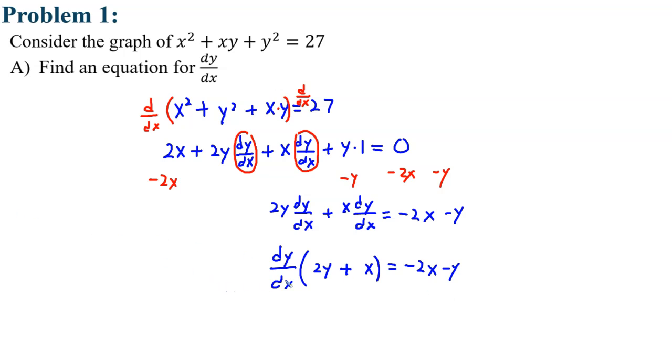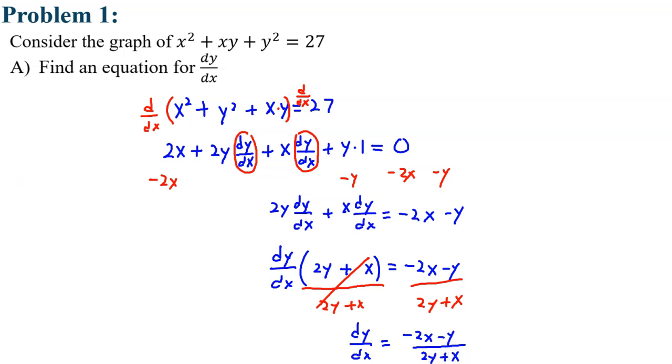And then finally, to get dy over dx by itself, we'll divide both sides by what we're multiplying it by, this 2y plus x. That's going to cancel, leaving us with just dy over dx on the left equal to the fraction, negative 2x minus y over 2y plus x. So there's an equation for my derivative. Solving for dy over dx is something we already know how to do, but it's something we'll have to do to ask some questions about tangent lines for this problem.